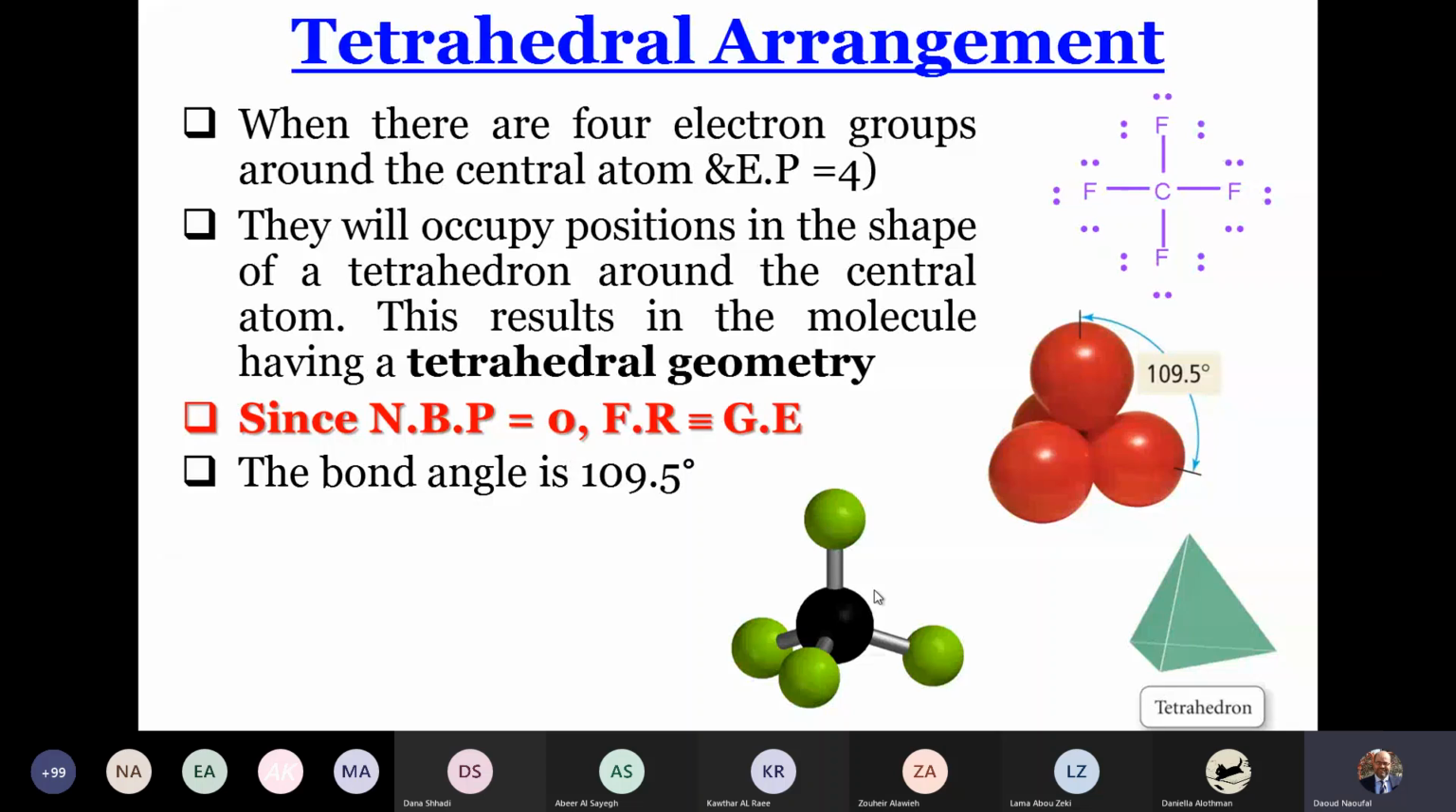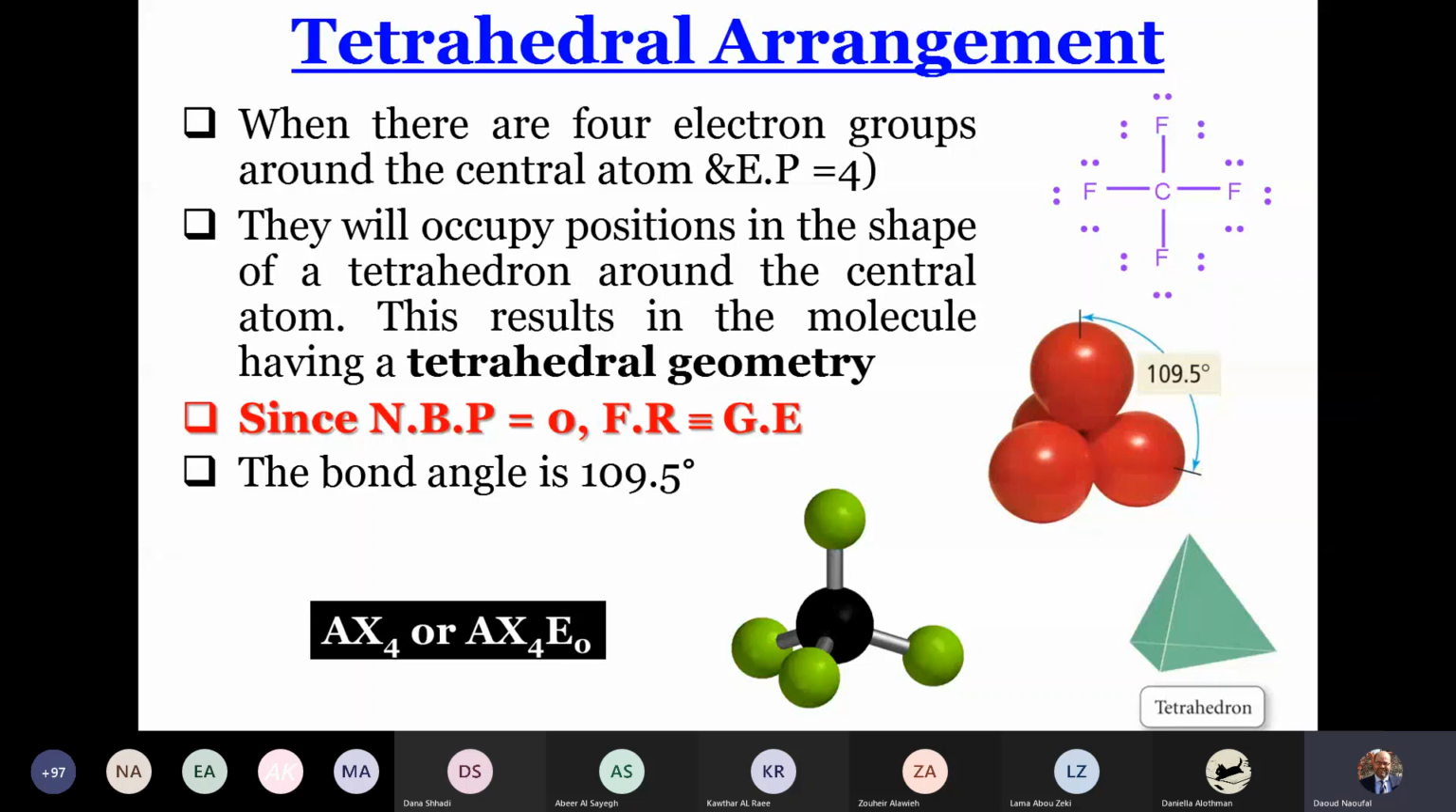What is the AXE notation for this structure? For this structure, it is AX4 or AX4E0. So as a conclusion, any molecular formula of the simple type AX4 or AX4E0 has a figure of repulsion that is tetrahedral, and the geometry is also tetrahedral.